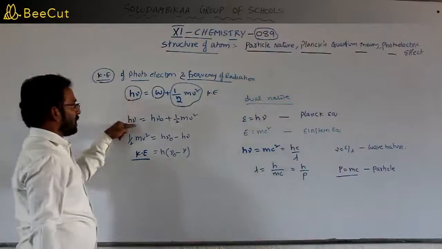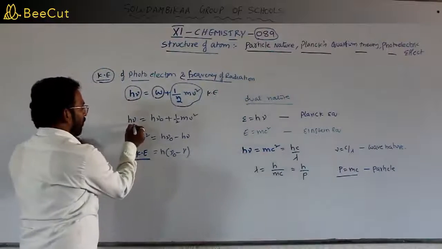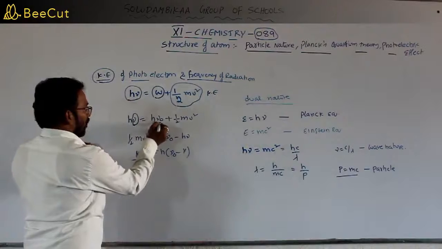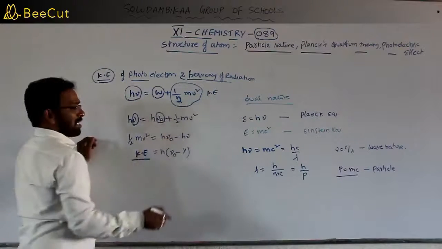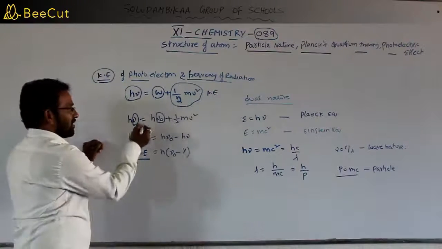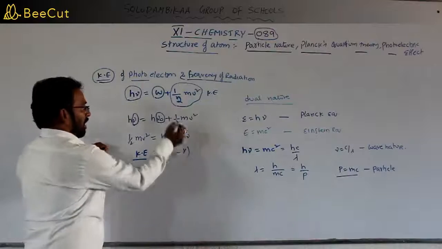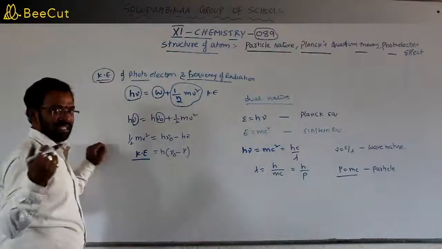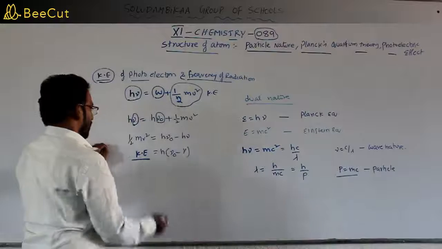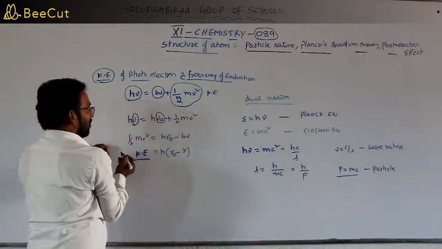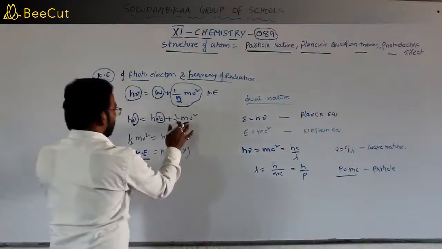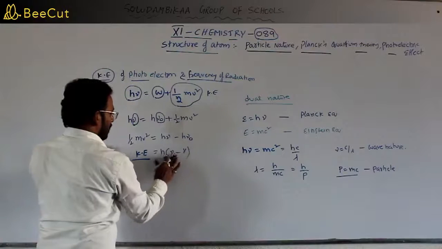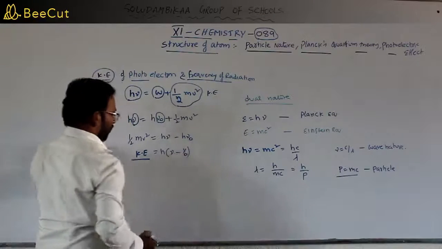Now h nu is equal to work function plus kinetic energy. Nu is the frequency of incident light. H is Planck's constant. Nu naught is the threshold frequency. M is the mass of the electron, and v is the velocity of the electron ejected in the photoelectric effect. Now I will take the kinetic energy separately. Then what we will get? Half m v square, which is h into nu minus nu naught.